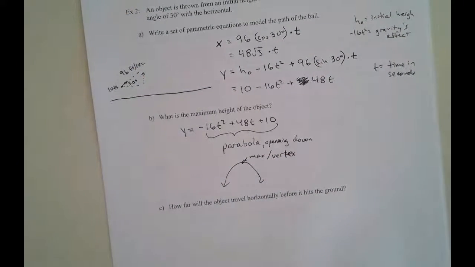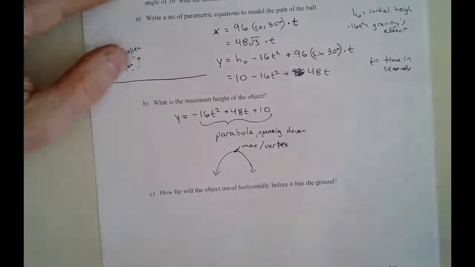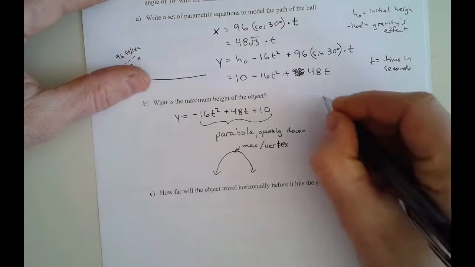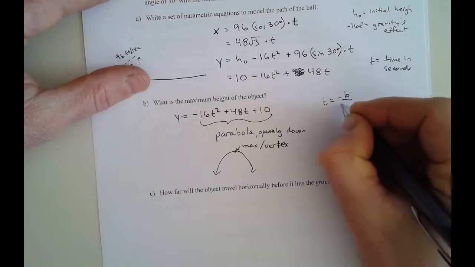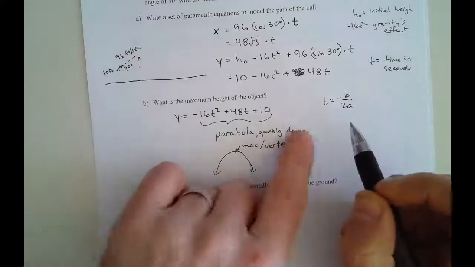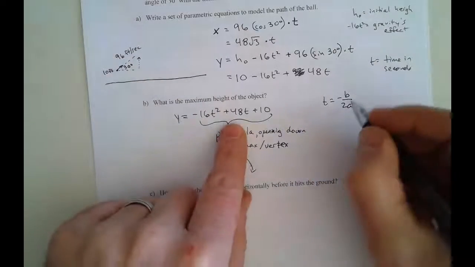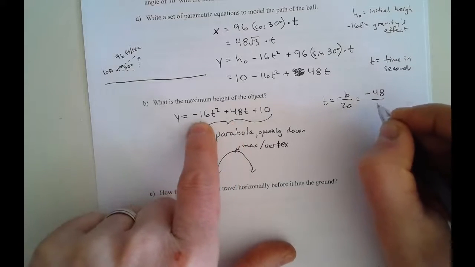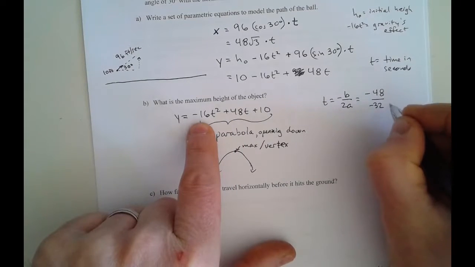So we need to basically find our vertex. That's all this is really asking if we put it back to algebra 2. You may or may not remember that to find the vertex you do negative b over 2a, and that will give us the x value of the vertex. That's one of the reasons I changed this to standard form. Negative 48 over negative 32.